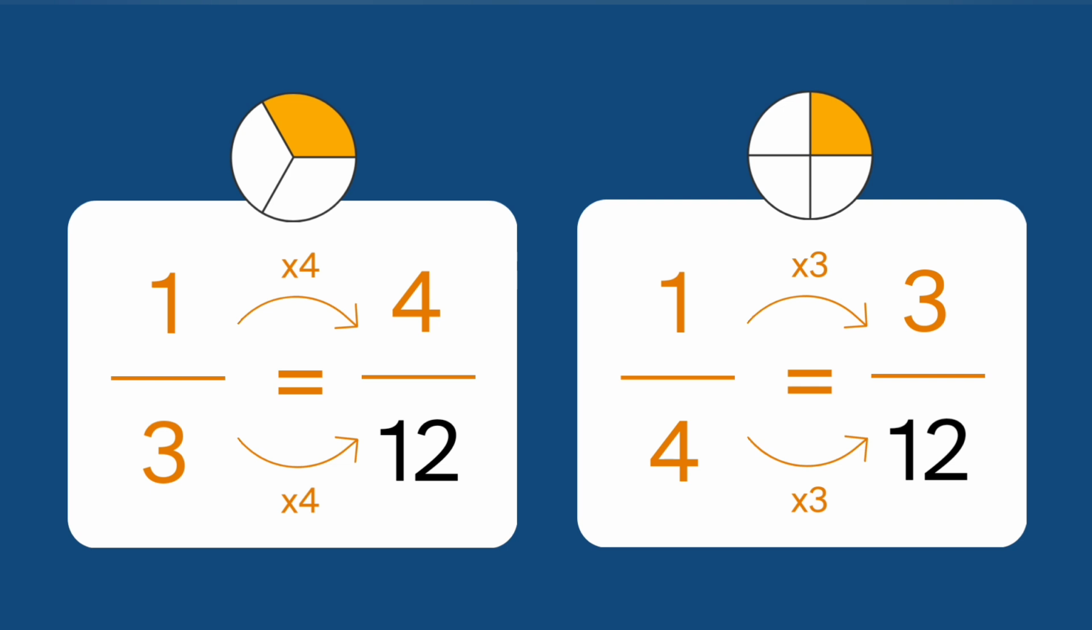Similarly, here 1 by 4, we have to check the denominator 4, with which number we have to multiply to get 12. Here we have to multiply 4 with 3 to get 12. So we have to multiply both the numerator and denominator to get the result.